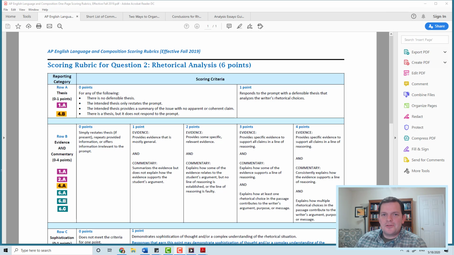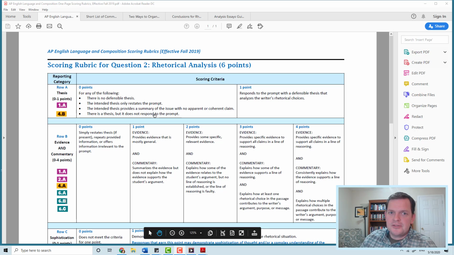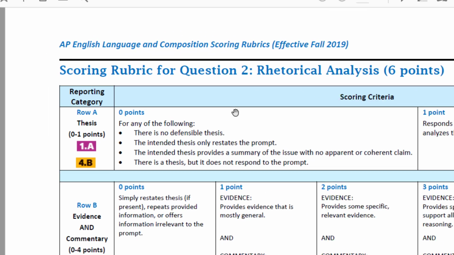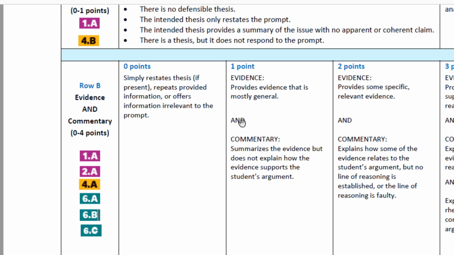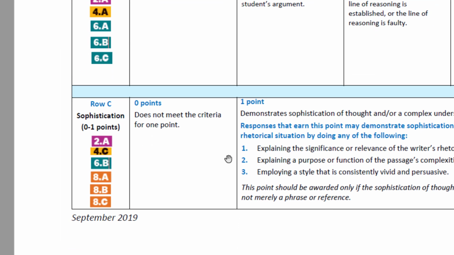Hello, I want to talk now about the AP language rubric for the analysis essay. As I've gone over several times before now, for most of you, you know that this is a 6-point rubric. There's 6 points, but there are three rows on the rubric. The first row deals with your thesis. The second row deals with your analysis and evidence and commentary. And then the third row is the sophistication point that you're going to try to earn.